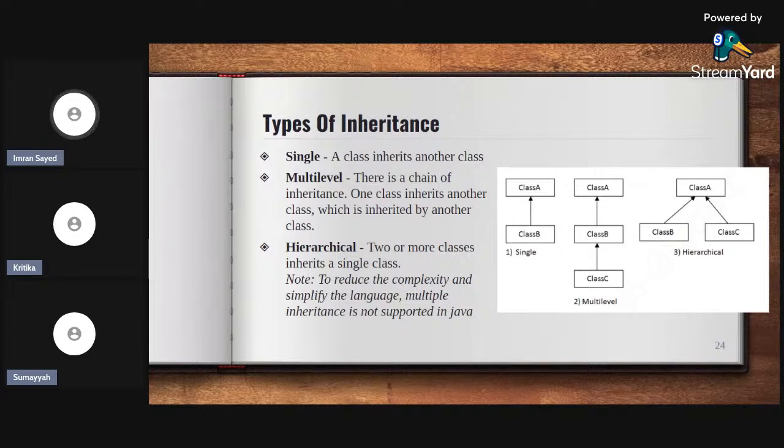In the second example, the person gets married and they have their own children. That's your multi-level inheritance. And in the third example, there are siblings again who don't get married, so both siblings will inherit the property of the parent. That's your hierarchical inheritance.